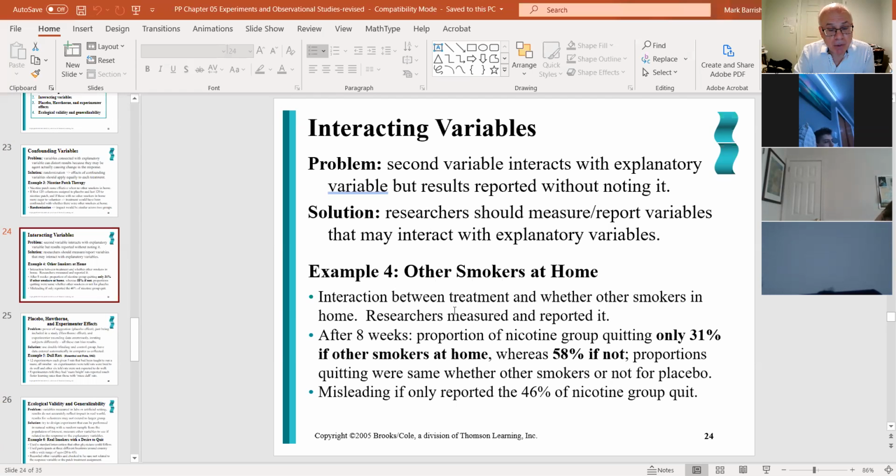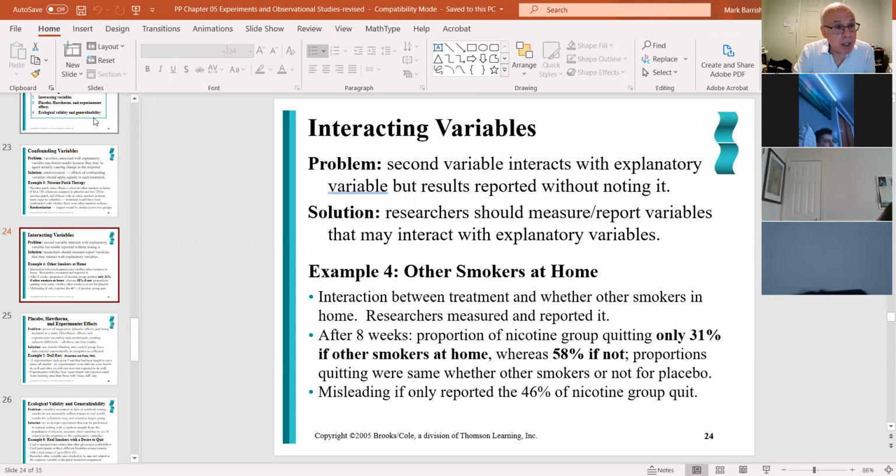So let's see what happens here. It says after 8 weeks, the proportion of the nicotine group quitting was only 31% if other smokers were at home, whereas 58% if you didn't have other smokers at home. That sort of makes sense, doesn't it? Because if there are other people smoking at your house, you're more likely to smoke and maybe not quit. So without looking at these interacting variables, it could lead to misleading results, right?